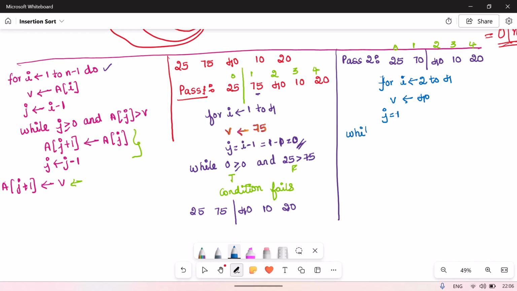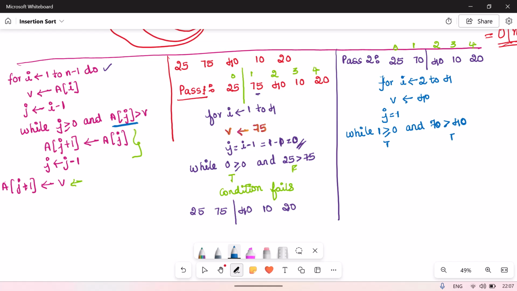So while, okay, what is the loop? j greater than or equal to 0. So 1 greater than or equal to 0, and compare the element, here it is, a of j greater than v. a of j is 1. So 70 will be compared with 40. Is 70 greater than 40? So this is also true. So it will enter the body of the loop.